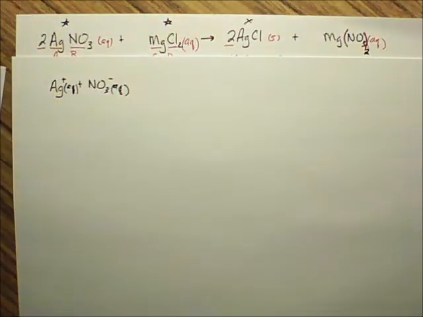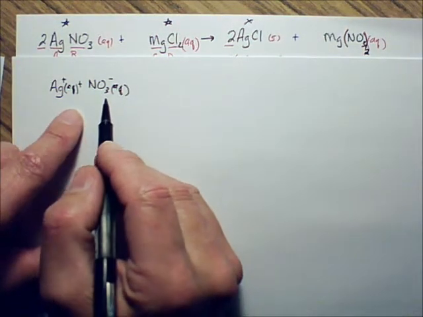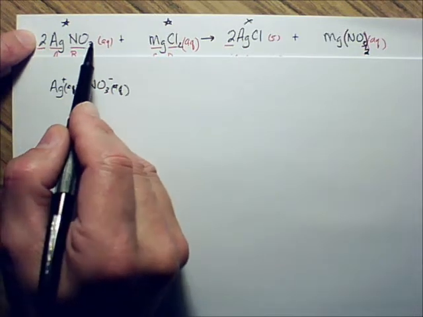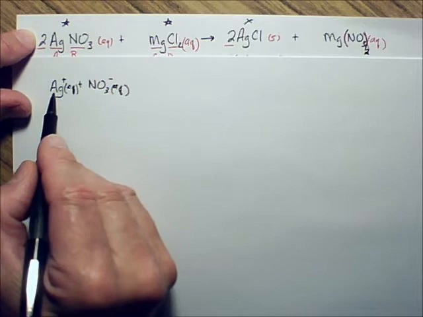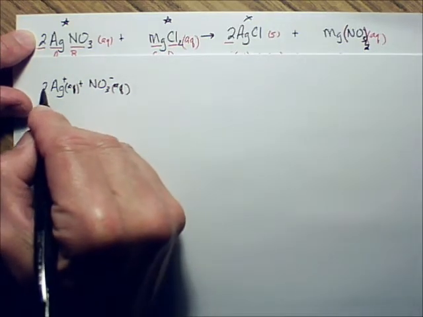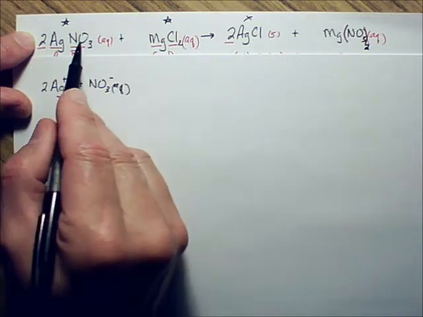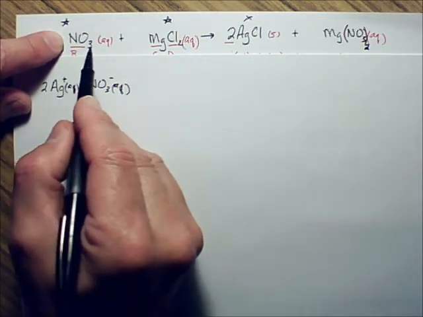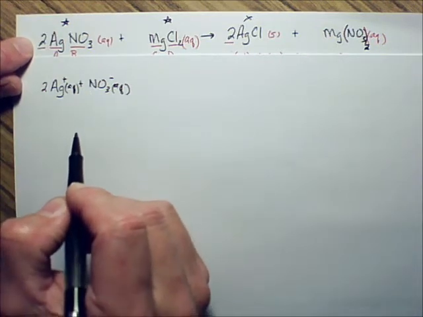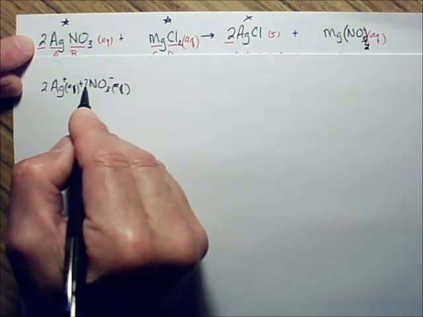All right. So, listen. If I have a coefficient of 2 out in front of this whole formula here, how many silver ions do I have? 2. If I have a coefficient of 2 out in front, and the formula only shows 1 nitrate here, how many nitrates do I have? 2. Okay?